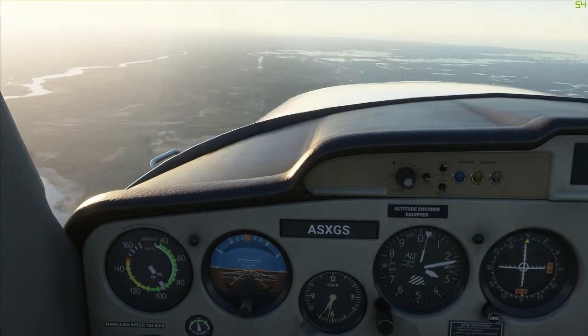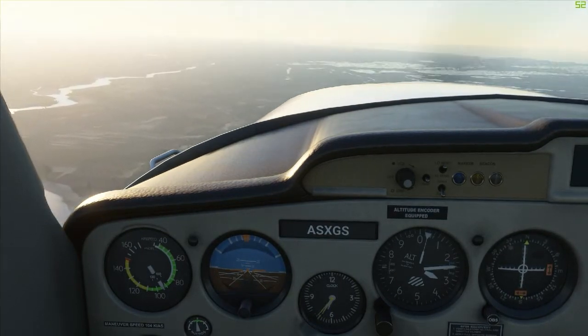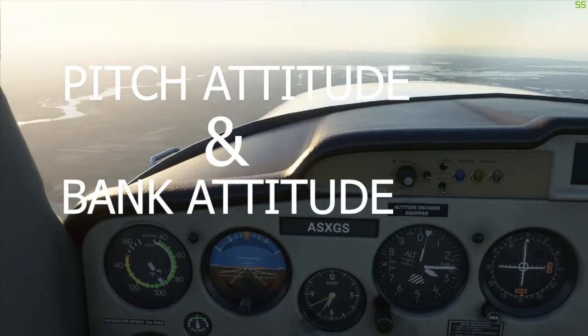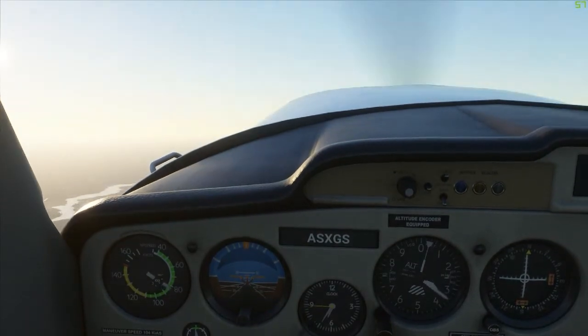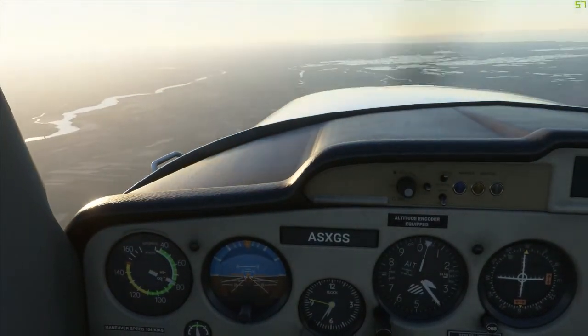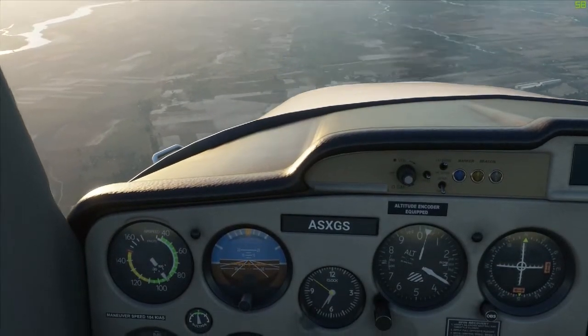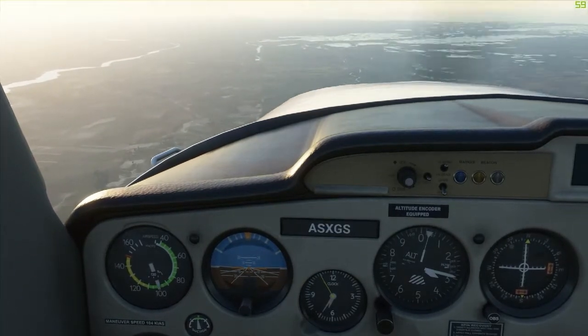The attitude indicator is the only instrument that gives a direct and immediate picture of pitch attitude and bank attitude or bank angle. Any changes to pitch attitude or bank angle by the pilot will normally be made with reference to the attitude indicator. The attitude indicator is commonly called the AI.